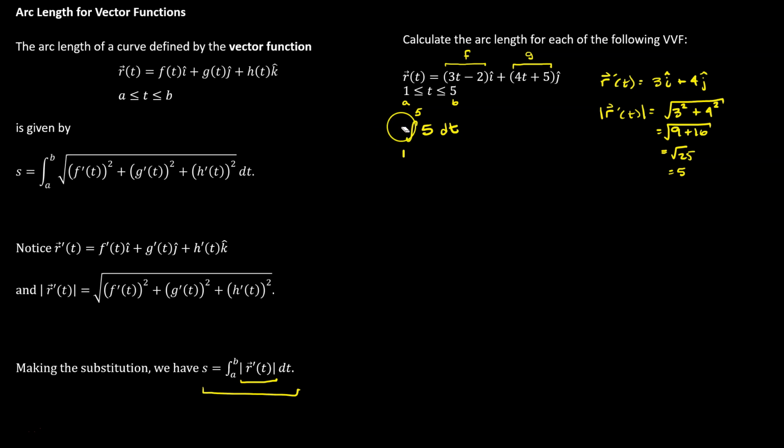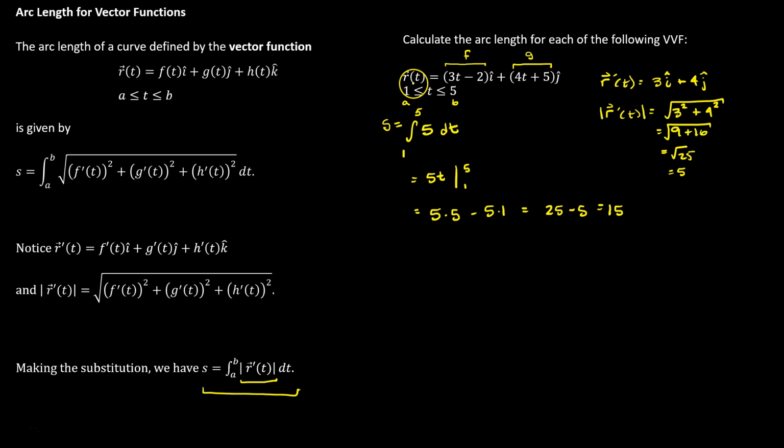Oh, I forgot my equals sign. This should say s equals this integral. And now we can integrate. The integral of 5 with respect to t looks like 5t, and we integrate from 1 to 5, just like we learned in Calc 1 using the fundamental theorem of calculus. We'll evaluate our endpoints, 5 times 5 minus 5 times 1, to get an arc length of 15.